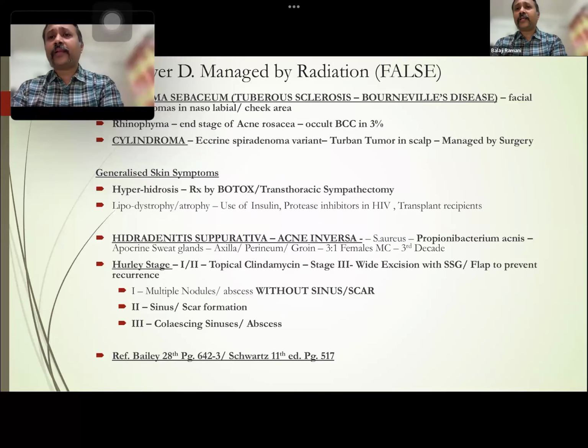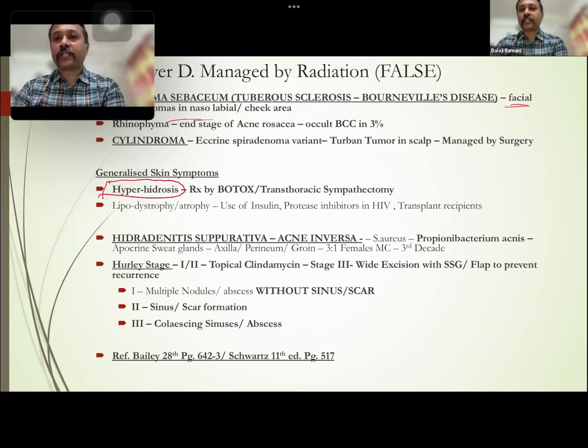So if you look at the other conditions that can be present, one is your adenoma sebaceum or Pringle's disease. Now this refers to the facial angiomas. Now there is another picture, and also rhinophyma. I think these are all pictures that are present later. I'll come to that. Now generalized symptoms, this is one short MCQ that can come. Hyperhidrosis, the treatment is going to be by Botox injection, or you can do a thoracoscopic sympathectomy in case it is not settling down by the conservative methods, hyperhidrosis of the palms. So that is something that can be asked.